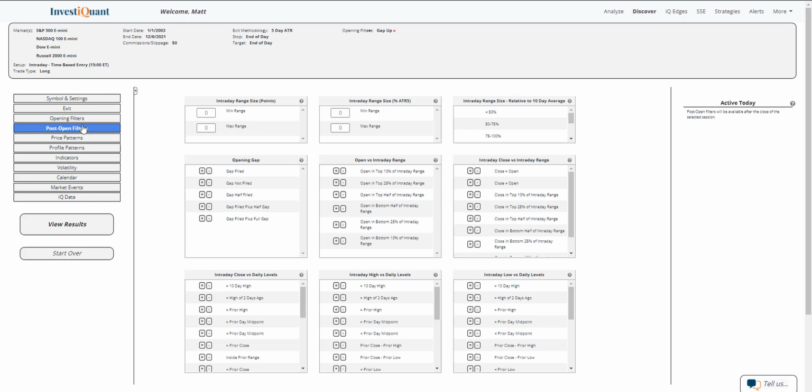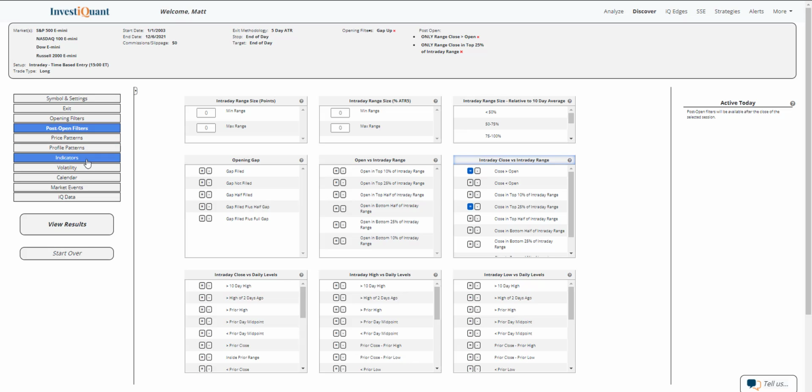Next, in the post-open filters, I'm going to describe the strength that we're seeing as trading above the open and in the top 25% of the intraday range. I can do that in the category here, intraday close versus intraday range. I've selected both of those options, and that's going to be referencing where the price is at 3 p.m. So you would have to confirm for this to be true that the price at 3 p.m. is above the open and in the top 25% of the intraday range. It is currently there at the time of this recording, but who knows where it'll be at 3 o'clock.